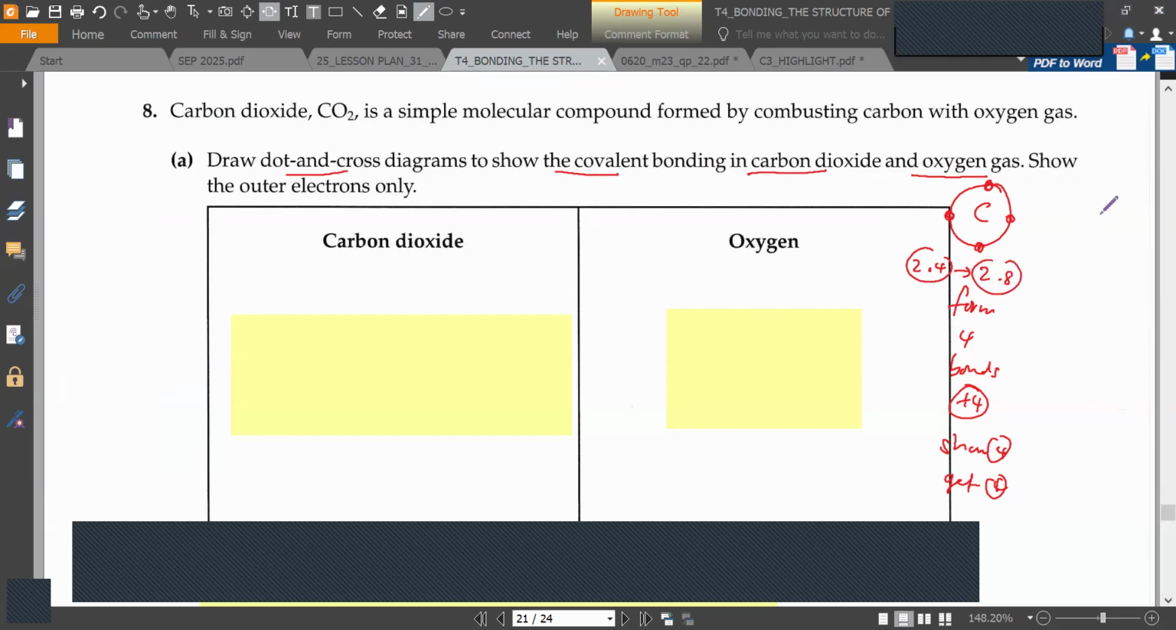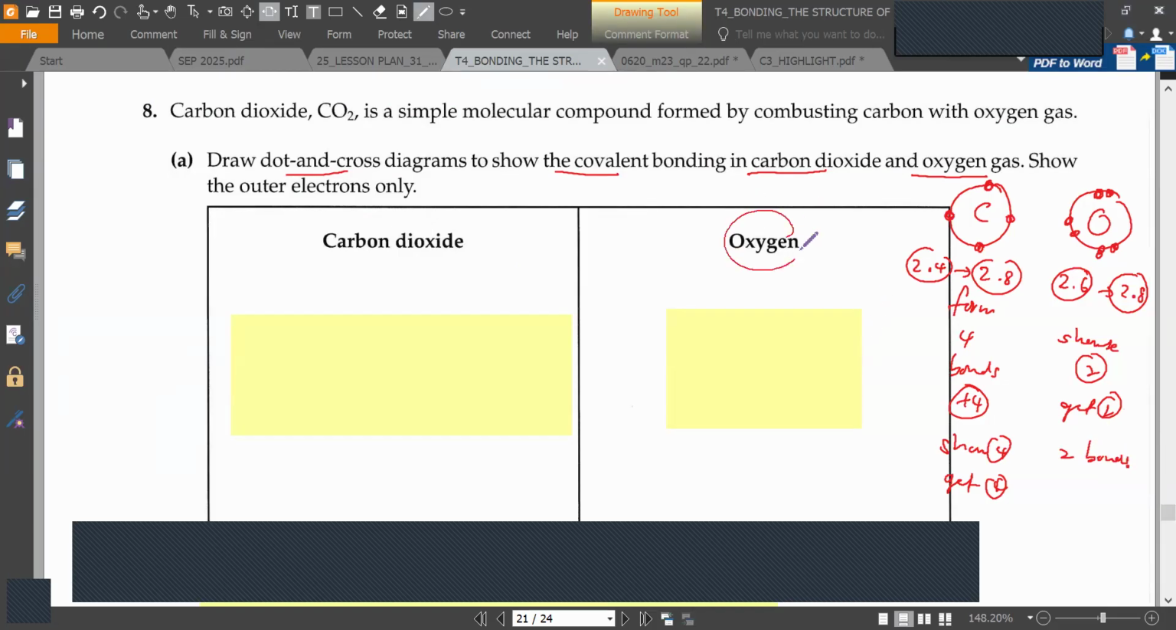Oxygen is 2,6, so it's going to 2,8. So 6 outer electrons, 1, 2, 3, 4, 5, 6. So it needs to share 2 electrons, get 2 electrons in the process. So it will form 2 bonds.